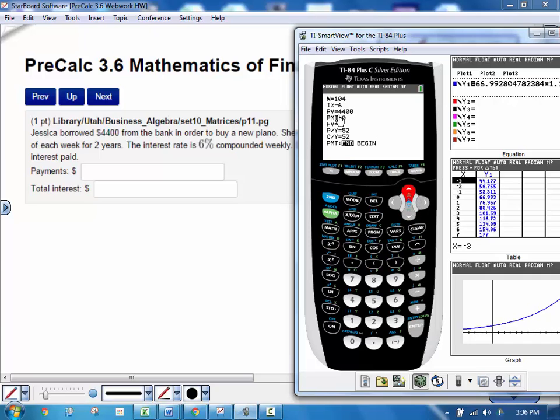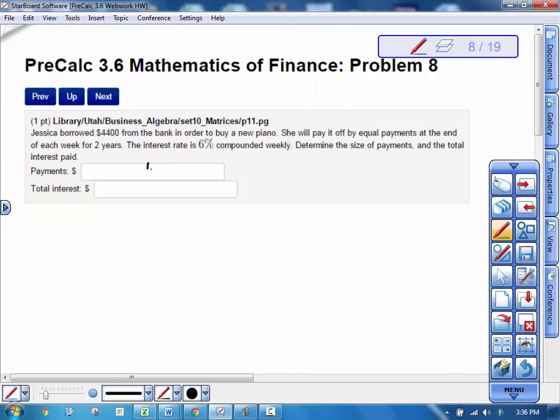So enter that all in, and then put your cursor on payment and hit alpha equals, and that will give us the payment amount that we would need in order to get this final value to 0 with these conditions. That's $44.92 for a payment. And I would then need to multiply that by the total number of payments. So $44.92 times 104, which gives you $4,671.68. That's how much I pay total.